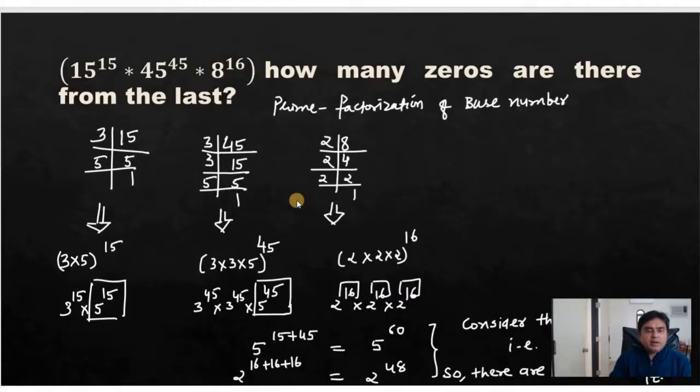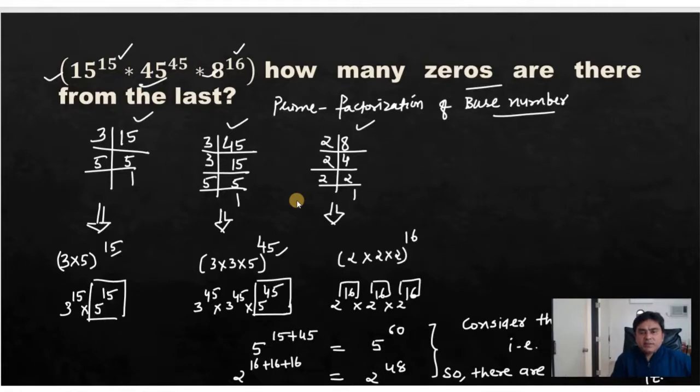Now another example: 15 to the power 15 multiplied by 45 to the power 45 multiplied by 8 to the power 16. How many zeros are there from the last? So first what we need to do is the prime factorization of the base numbers: 15, 45 and 8. When we do that, we get 3 into 5, 3 into 3 into 5, 2 into 2 into 2. And the powers we write as they are: 15, 45 and 16.